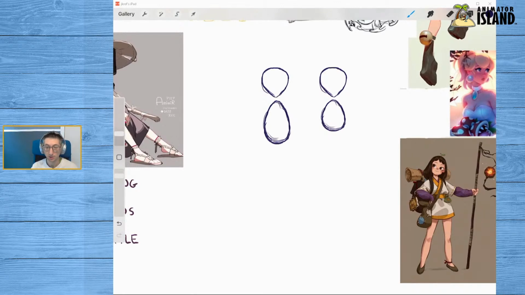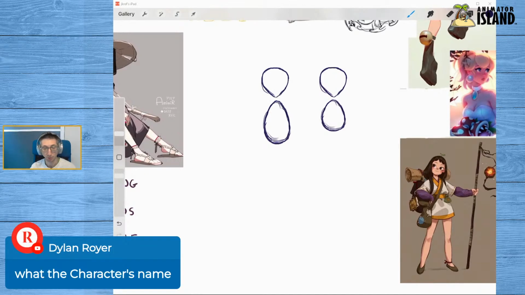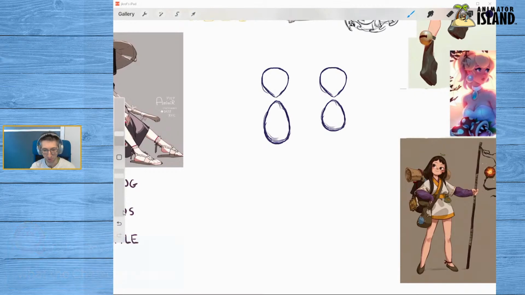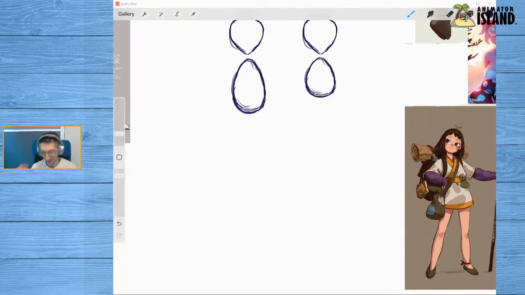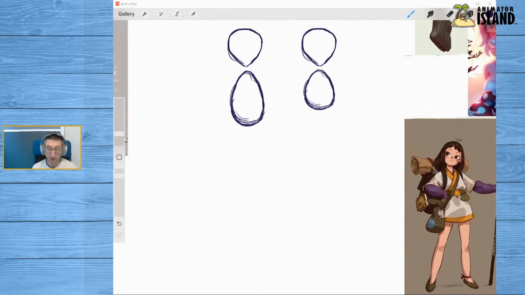Dylan asks what the character's name. I assume you mean what's the character's name. None of these are my characters, Dylan. I'm analyzing other art so that we can construct some new and original things afterwards and develop a style based on them and all these things that we're going to learn. So no characters yet, but eventually we'll create some characters and then we'll call it the character something.